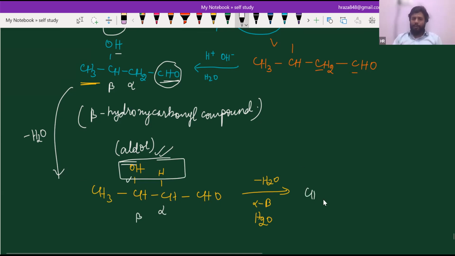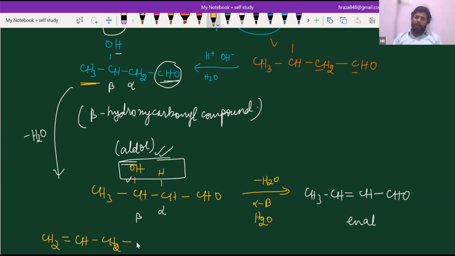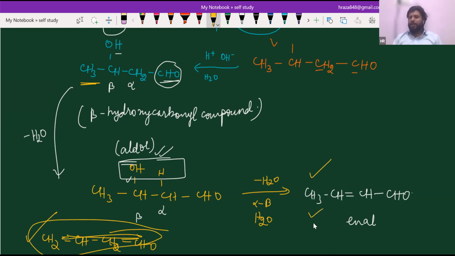This is your main product, aldol condensation. This is known as aldol condensation, and we also call it enol. Enol: ene is for the double bond and al for aldehyde. If you remove water from the other side, the double bond will be here, and you know that a double bond between carbons is more stable. This is less stable and this is more stable. That's why this product is never formed. Always remove H or OH from the alpha and beta carbons. Is that clear, everyone?